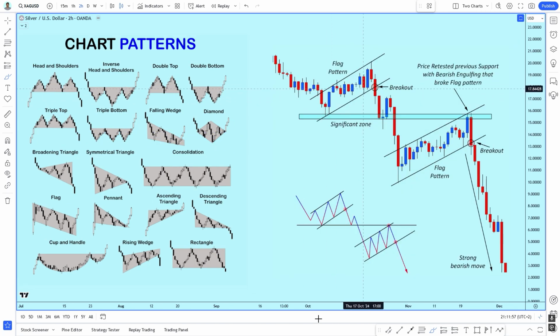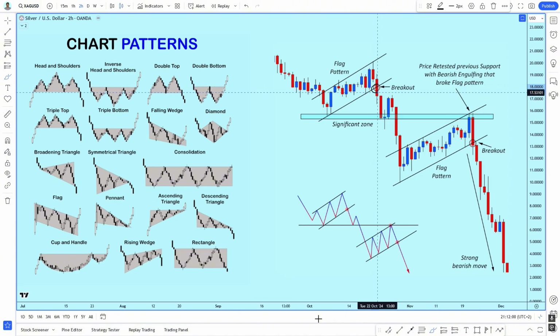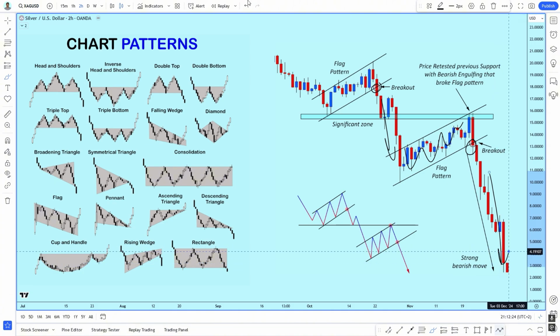Here we can see an example with two flag patterns. Price broke it here, continued to go down, and then again we can see this flag pattern. Price retested its previous lows, from this massive bearish candlestick, broke this trend line and continued to go down. This is something that I saw countless times, and that is why I consider this pattern to be very useful.